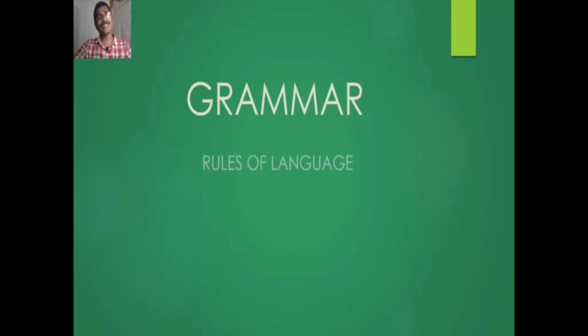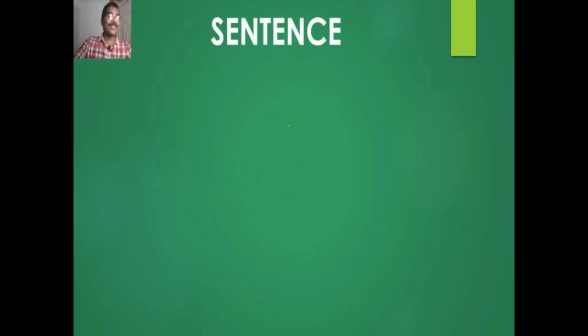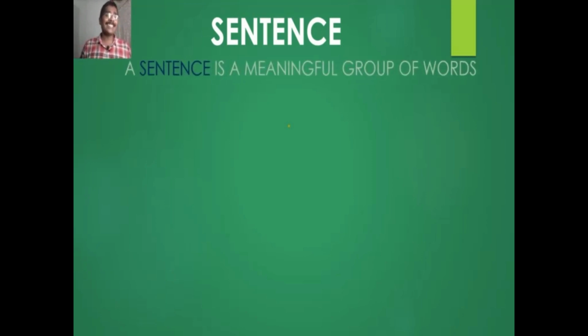Any language has certain rules. Those rules can be considered as grammar. In the same way, English also has some rules, and these rules and regulations are called grammar. When we learn English grammar, what comes first? It is the sentence. And what is meant by a sentence? A sentence is a meaningful group of words.